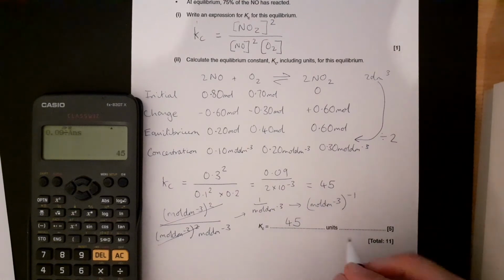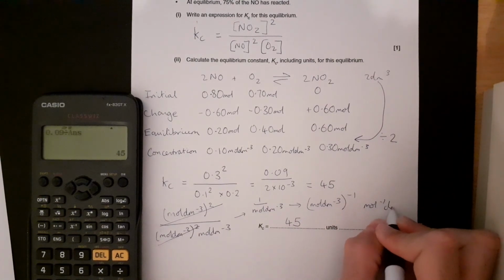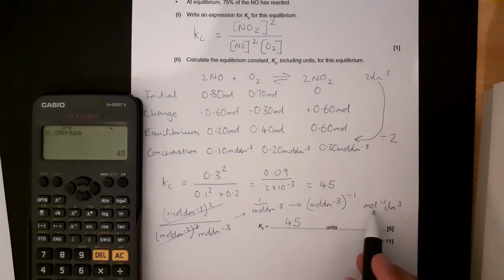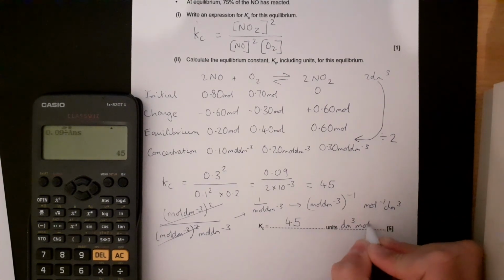And then we work these powers out. So it's going to be moles to the -1, decimeters to the +3. And then usually you write this with the positive power first, although you would get marks for that. But the proper way of writing it is to say decimeters cubed per mole.